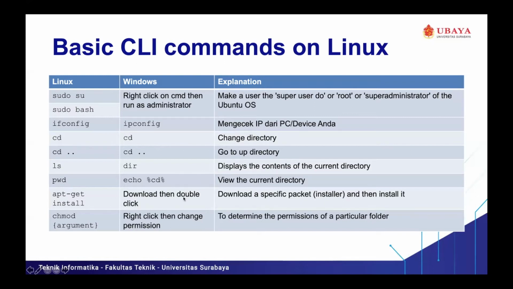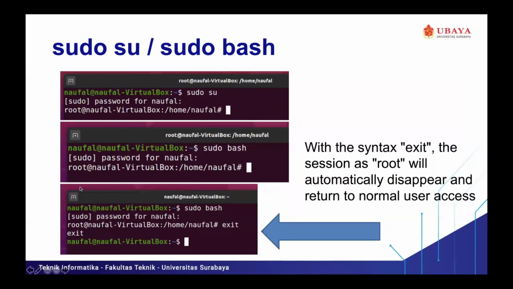apt-get install is for downloading a specific package or installer and then installing it. But in Windows, we can just double click on the executable program. chmod, or right click and then change the permission in Windows, is used to determine the permission of a particular folder. So you don't need to be confused. We will try these commands one by one after this.